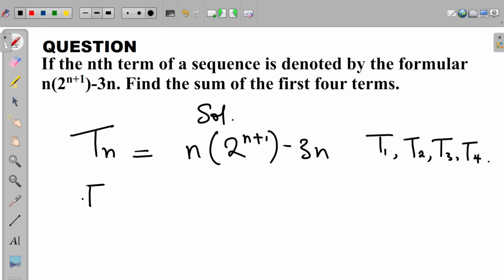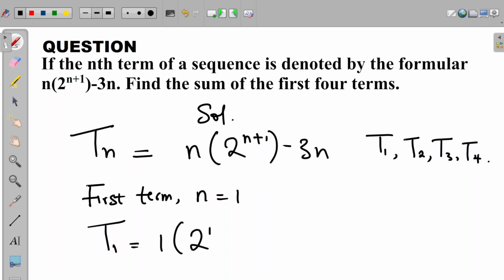Now, for the first term, we have that n is equal to 1. So we have that c subscript 1 is equal to 1 multiplied by 2 to the power of 1 plus 1 minus 3 multiplied by 1. If we simplify this, we have that 1 times 2 to the power of 2 minus 3.